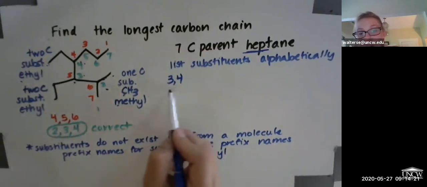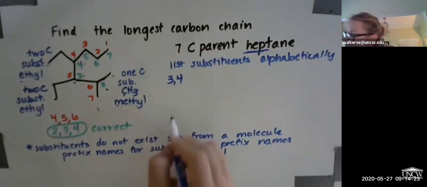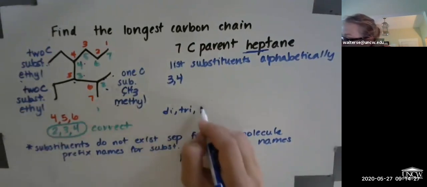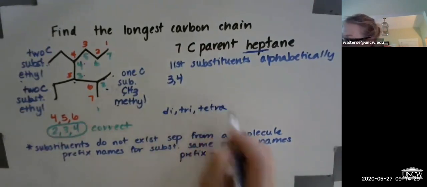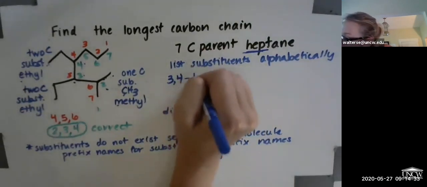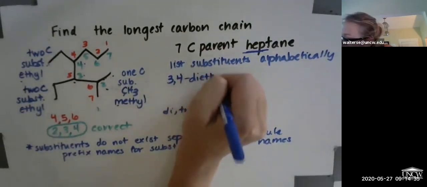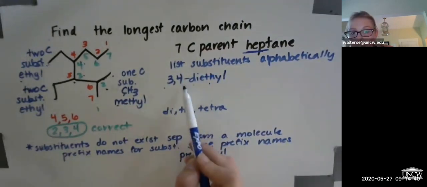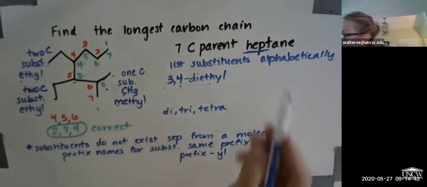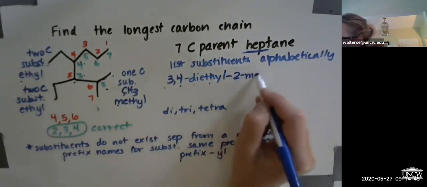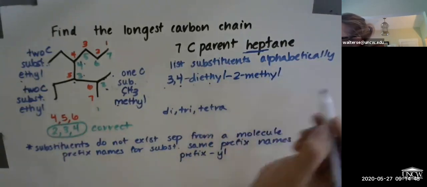If I have 2, I have to use di. If I had 3, tri; 4, tetra. So I have 3,4-diethyl. So 2 ethyl groups, 1 on 3, 1 on 4. 2-methylheptane.